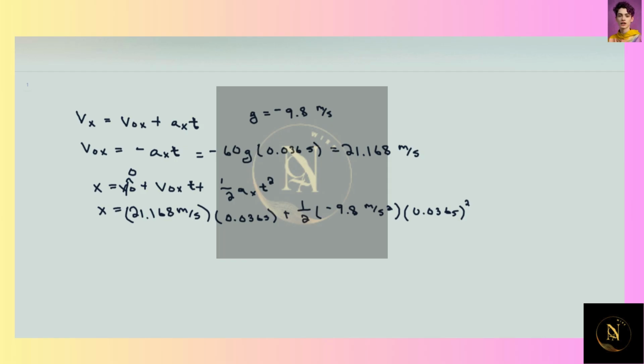What you'll eventually find is that x, if you plug this into your calculator, will give you positive 0.381 meters. And so you will travel 0.381 meters if you get in this accident. And that should be the final answer.